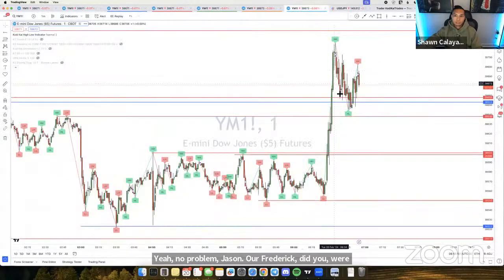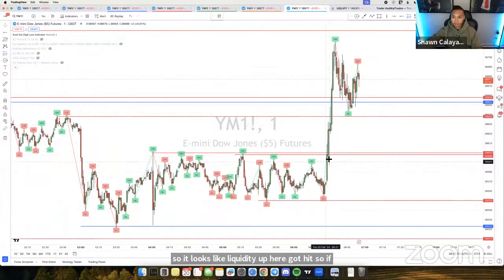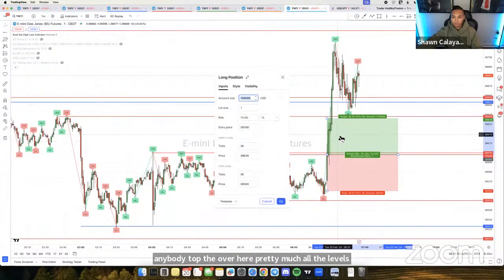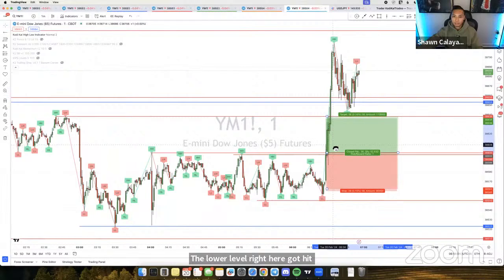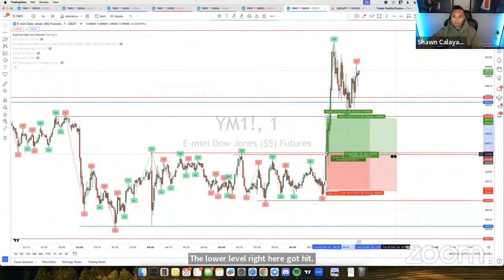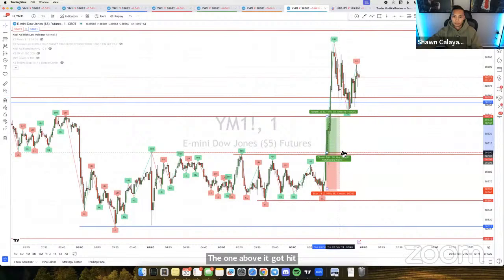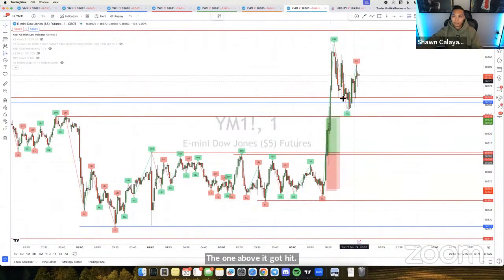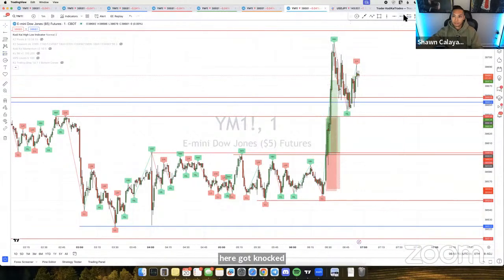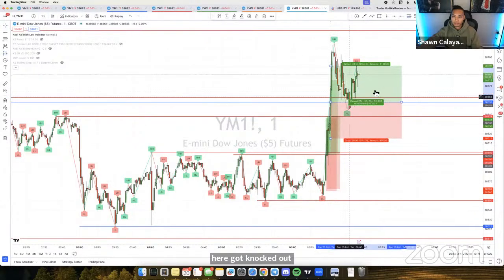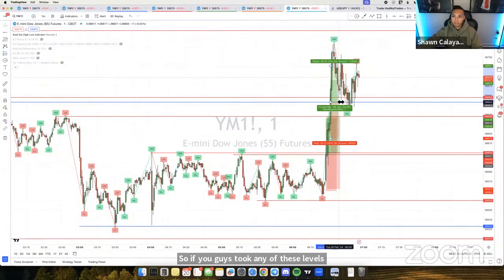But all right, guys, so it looks like liquidity up here got hit. So if anybody caught the liquidities over here, pretty much all the levels that I marked up over here, pre-market, got hit. The lower level right here got hit. The one above it got hit. The one up here got hit. A lot of the levels of liquidity here got knocked out. So if you guys took any of these levels here, I think some of you guys did, you could have and should have made profit on this.